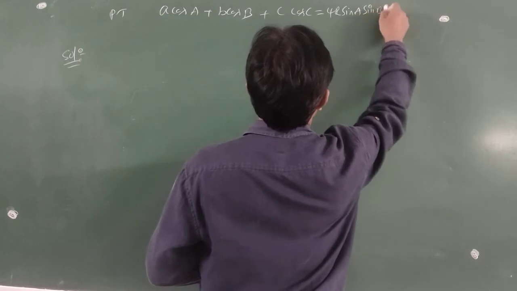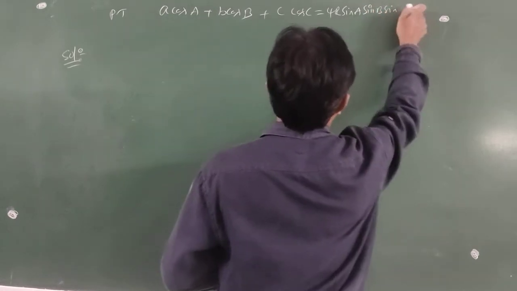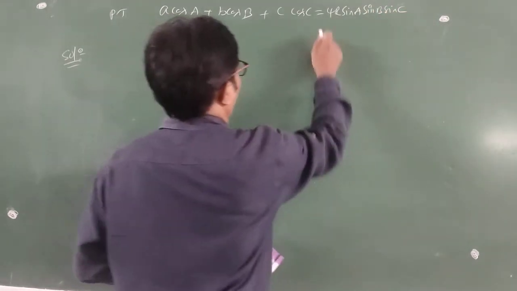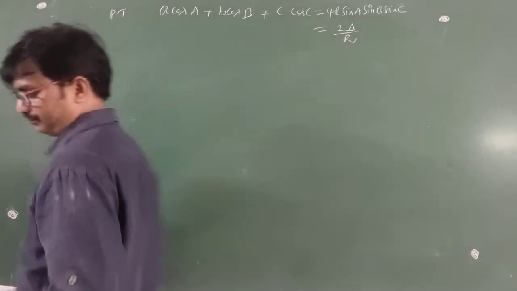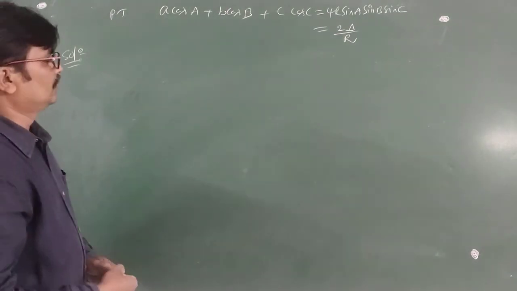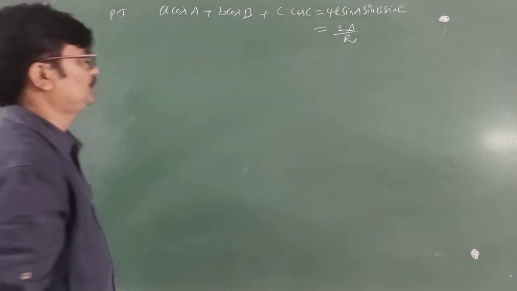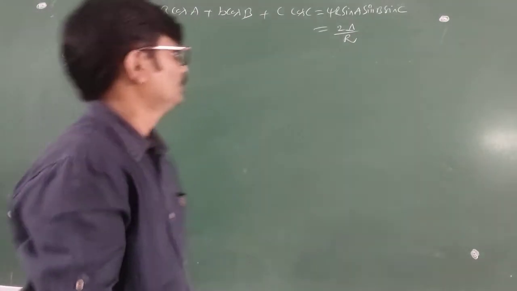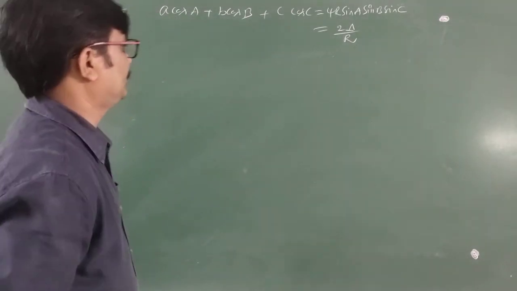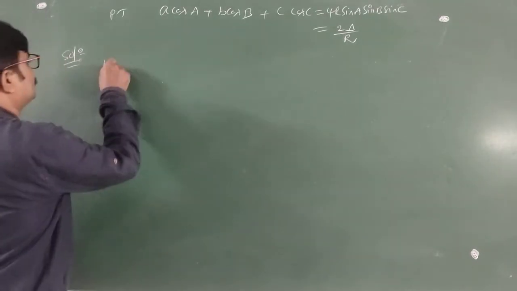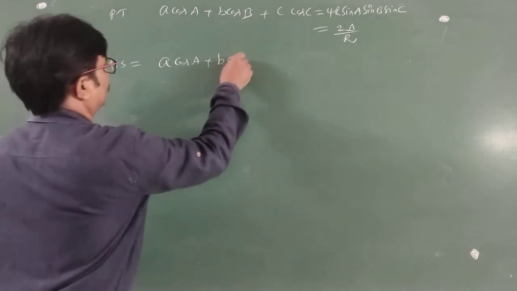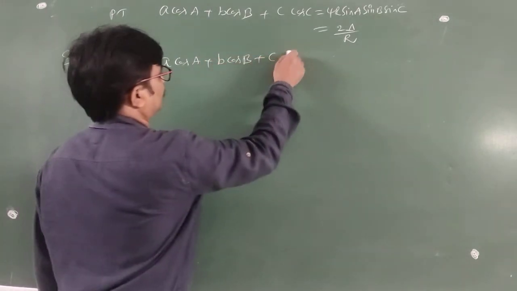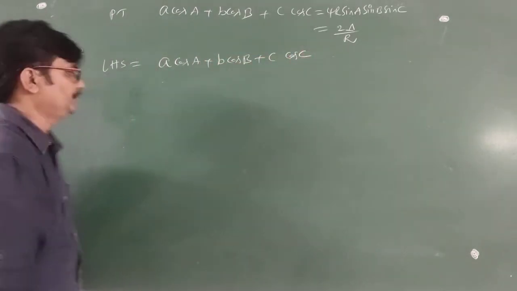equals 4R sin A sin B sin C, that is 2 delta by R. Is it clear? Now a cos A plus b cos B plus c cos C equal to 4R sin A sin B sin C, and 2 delta by R. Dear students, we are taking a cos A, b cos B, c cos C.